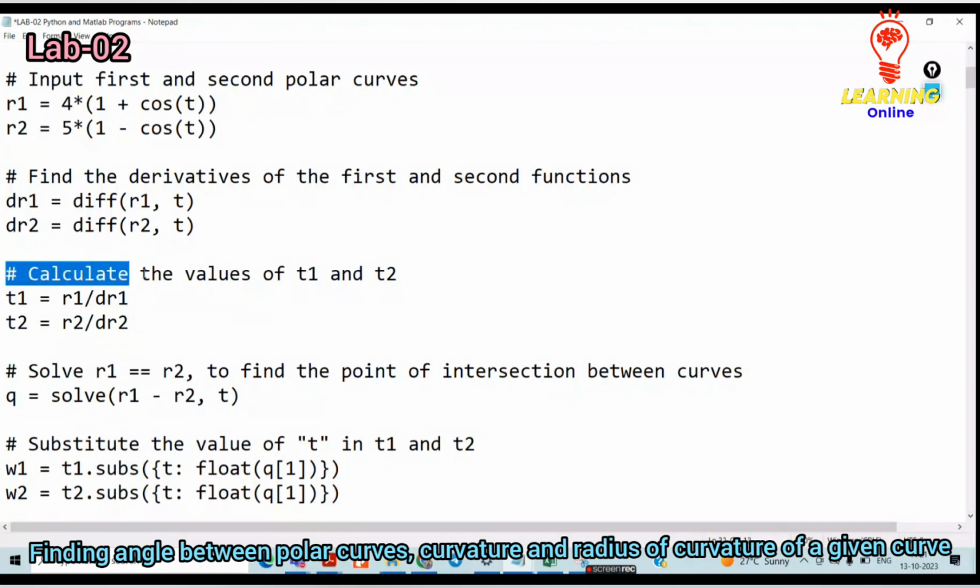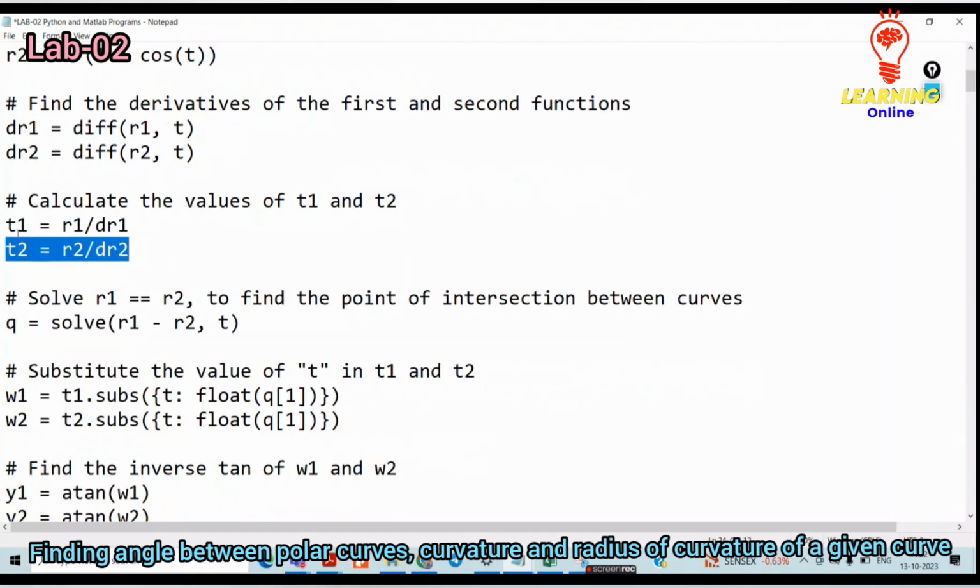Then calculate the values of t1 and t2. These are the time variants present at a particular instant, t1 and t2, which I define. t1 is equal to the expression r1 divided by the first-order derivative you computed. If you divide, you will get the t1 value. Then r2 divided by the differentiation of the r2 expression gives t2.